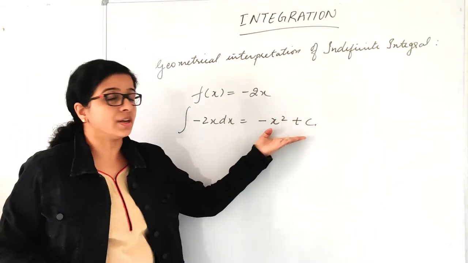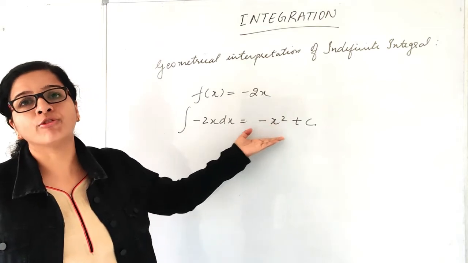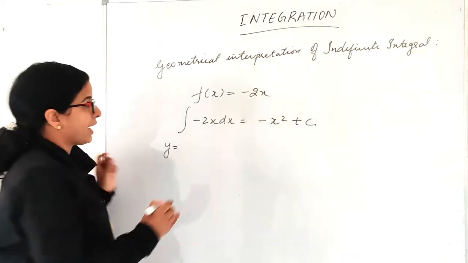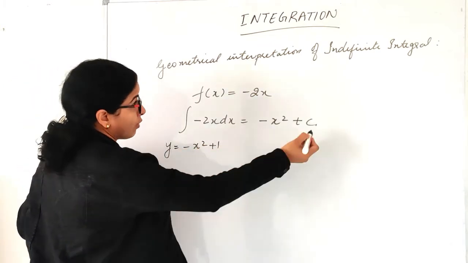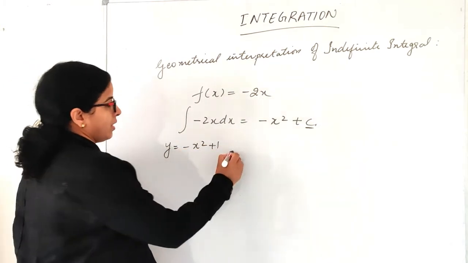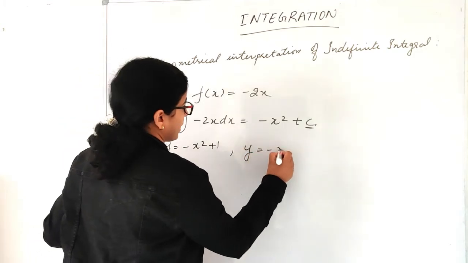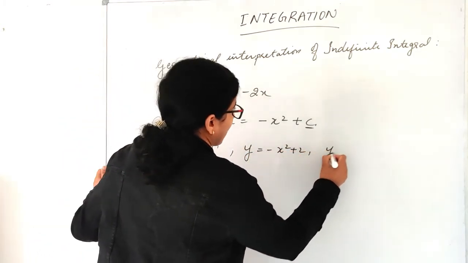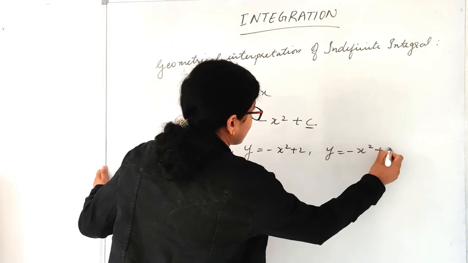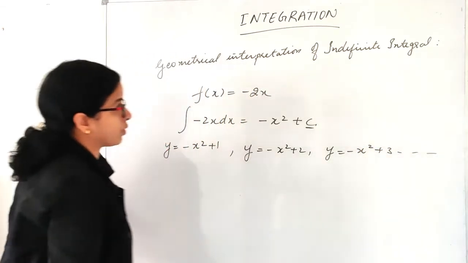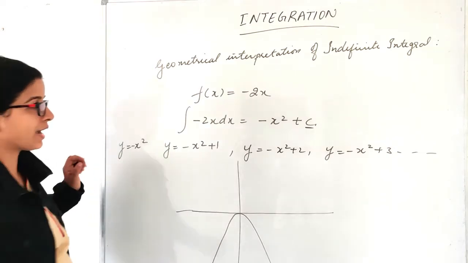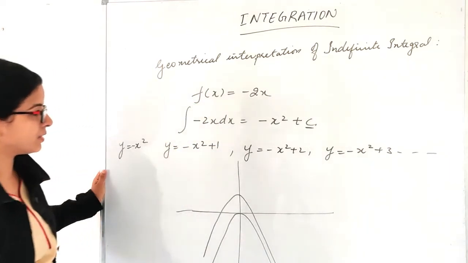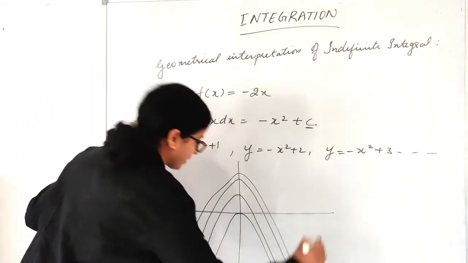What does this represent? It represents the family of downward parabolas, right? We have parabolas of this kind, y equals minus x square plus 1, whatever value I give to c, or y equals minus x square plus 2, y equals minus x square plus 3, and so on. Okay, this is y equals minus x square, correct? I have given c as 0. It can be this, it can be this, it can be this.